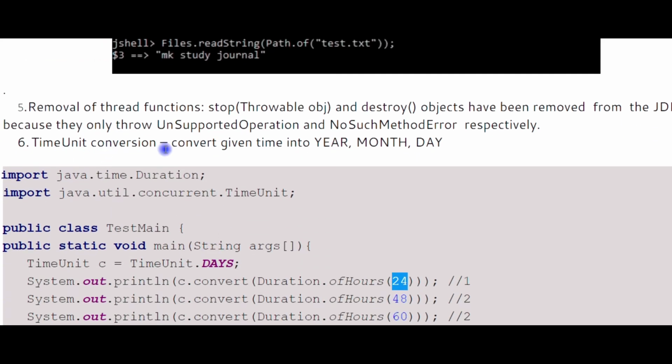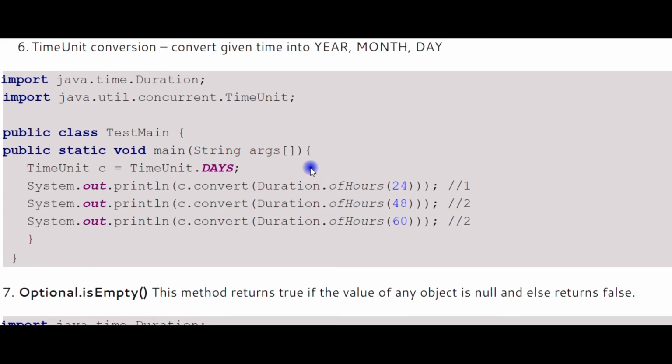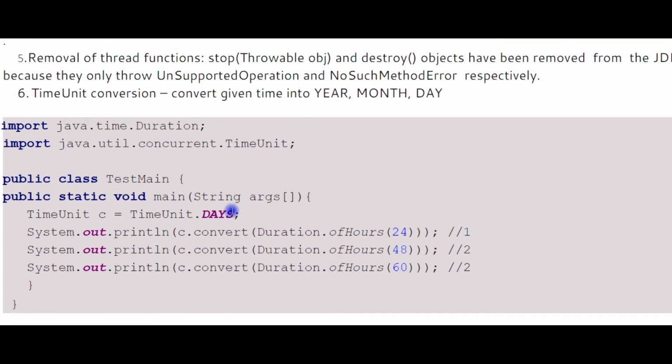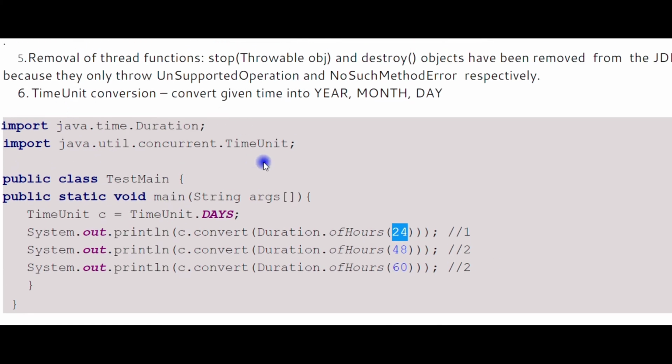The next is TimeUnit conversion. So using the TimeUnit class we can simply convert time into years, months and days. Here you can see this example. We have TimeUnit.DAYS, and we are converting these hours into days. Here we can pass year, month as well, and we are using the Duration class, Duration.ofHours, and passing these hours, which will be converted into days. So 24 hours converts into 1 day, 48 will be 2 days, and 60 again will be 2 days. So this is the use of the TimeUnit conversion class.